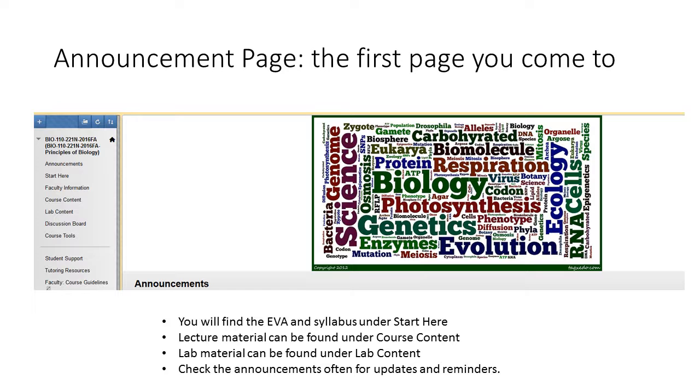Faculty information contains my phone number, my office hours, and my email, which is the best way to reach me. Course content is where you will find lecture, and lab content is where you will find lab. One thing to keep in mind is that you have to complete both lecture and lab to pass the course. You can't ignore one over the other. Lecture will count as 75% of your grade and lab will count as 25% of your grade. So make sure that you're completing assignments in both.